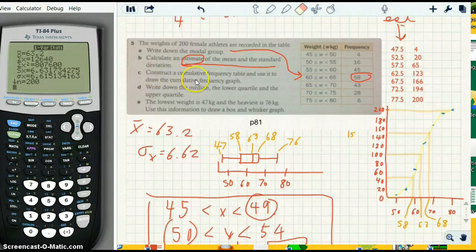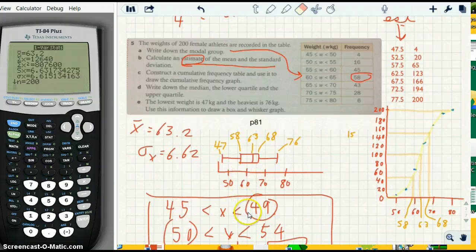And now C, they asked to construct a cumulative frequency table and use it to draw the cumulative frequency graph. The cumulative frequency table, you use the border, the boundary weights, which are 50, 55, 60, 65, 70, and you can see that the right boundary and the left boundary are both 50, so you don't need to make any adjustment.